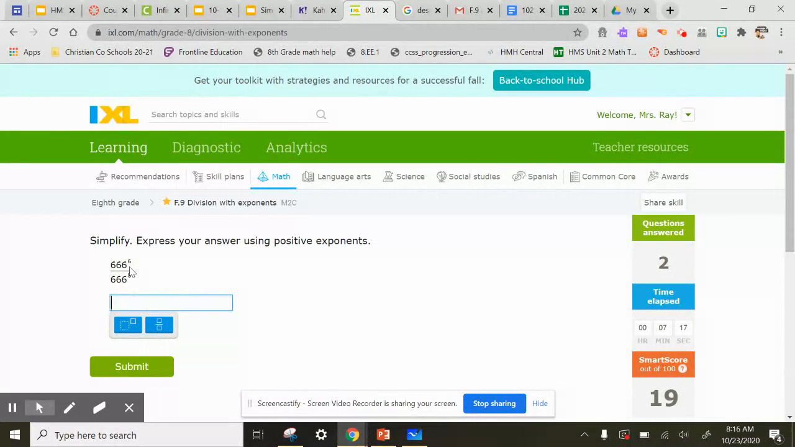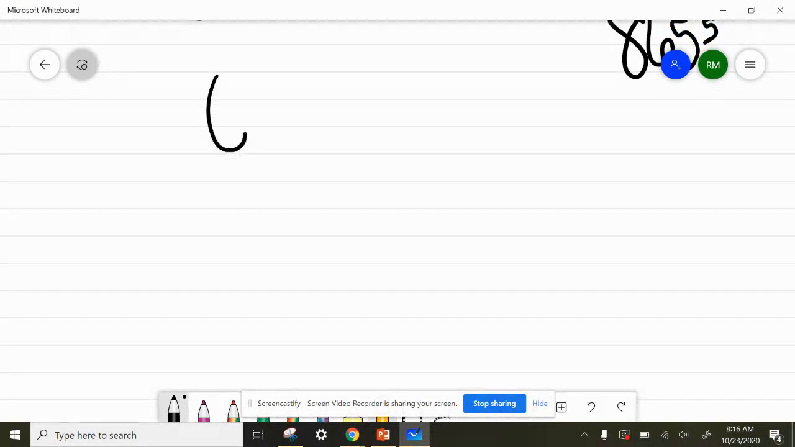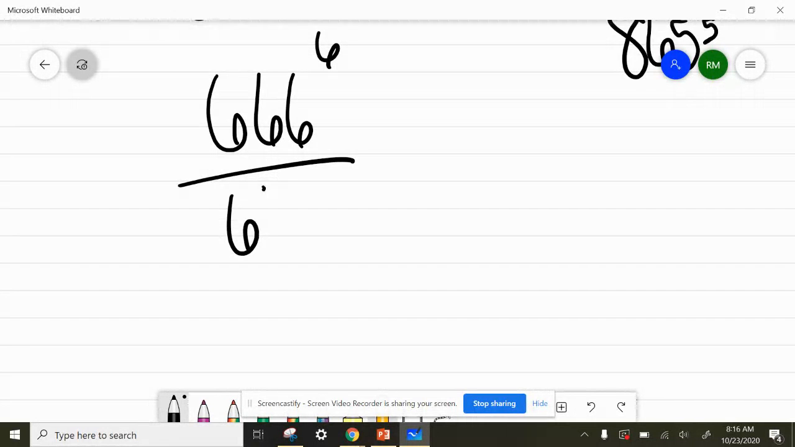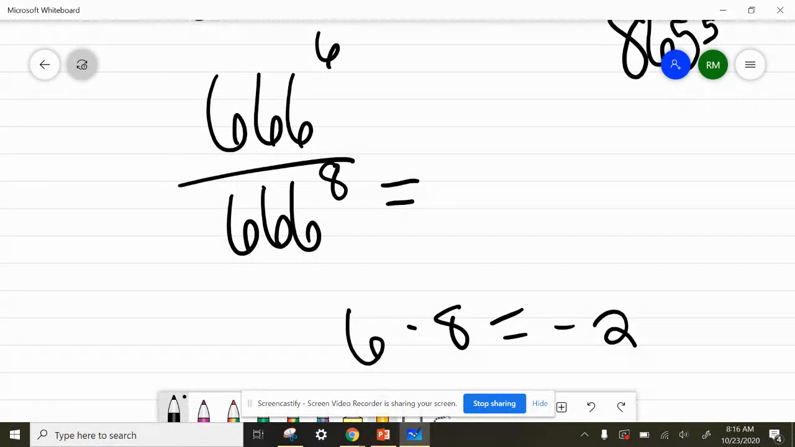Okay, the next one, we have 666 to the 6th power divided by 666 to the 8th power. So again, 666 to the 6th power over 666 to the 8th power. Okay, 6 minus 8 equals negative 2. So that's going to give us a base of 666 to the negative 2.